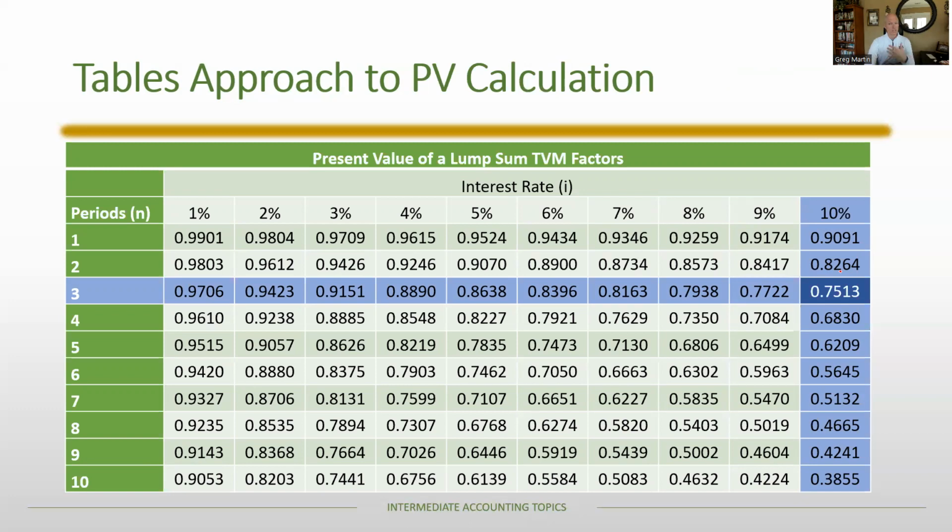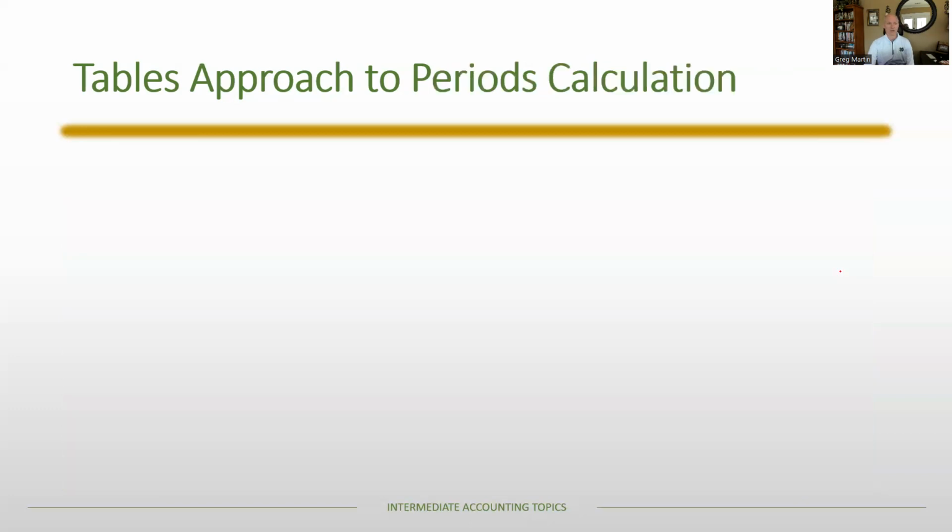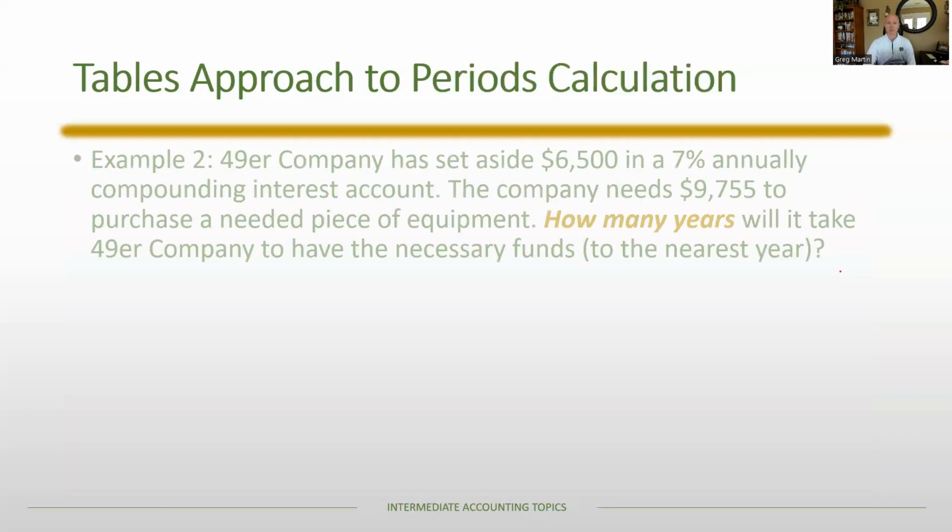Again, we're using the tables to solve for n. Hopefully you're already sensing that the equation approach is not real easy. The tables approach is easier, but still not real easy, and it can become a little complicated. But let's do the tables approach one more time.